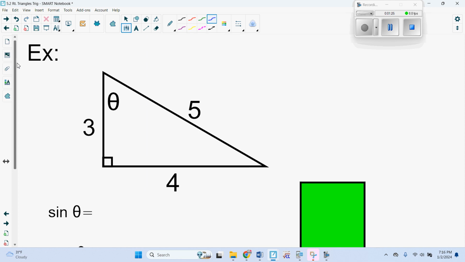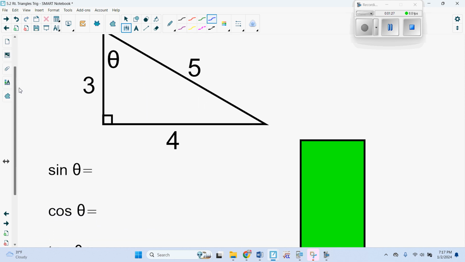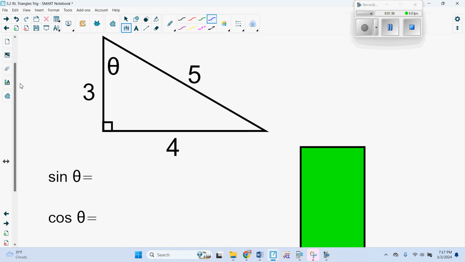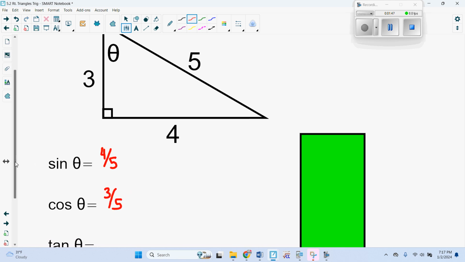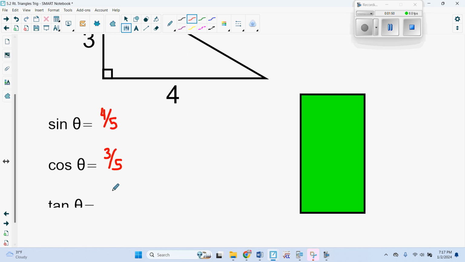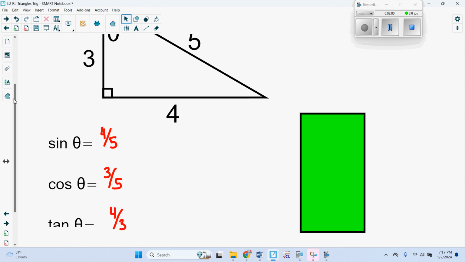So let's say we have this triangle. This is a 3, 4, 5 Pythagorean triple triangle. Here is our theta. So sine is opposite over hypotenuse, so that would be 4/5. Cosine is adjacent over hypotenuse. That would be 3/5. And tangent is opposite over adjacent. So that would be 4/3.